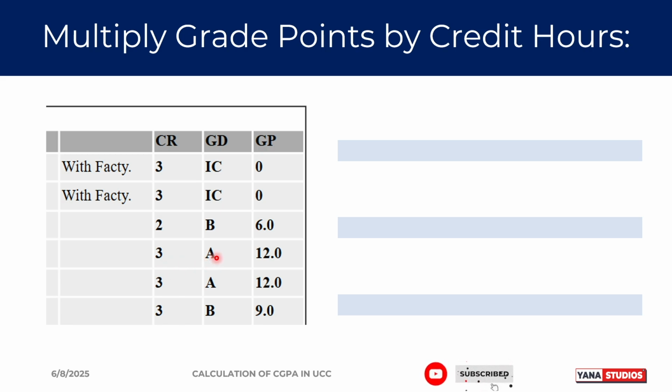So you multiply the point with this 3, which will give you this grade point here. That's 12, right? So we are getting 4.0. So 3 times 4 is going to give you 12. This is B and this is B, but we are not getting the same value.